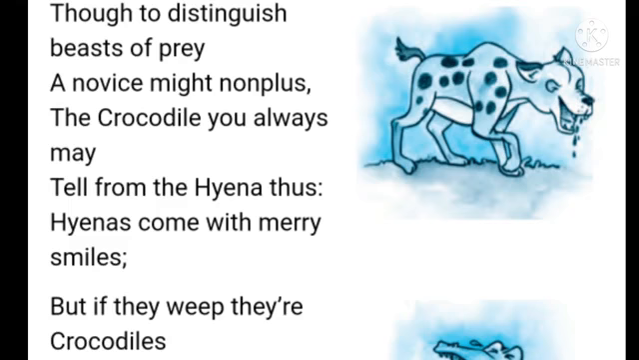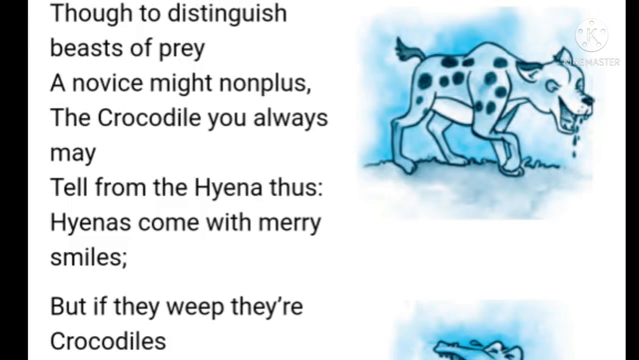The fifth stanza. Though to distinguish beasts of prey a novice might nonplus, the crocodile you always may tell from the hyena thus. Hyenas come with merry smiles, but if they weep, they're crocodiles.